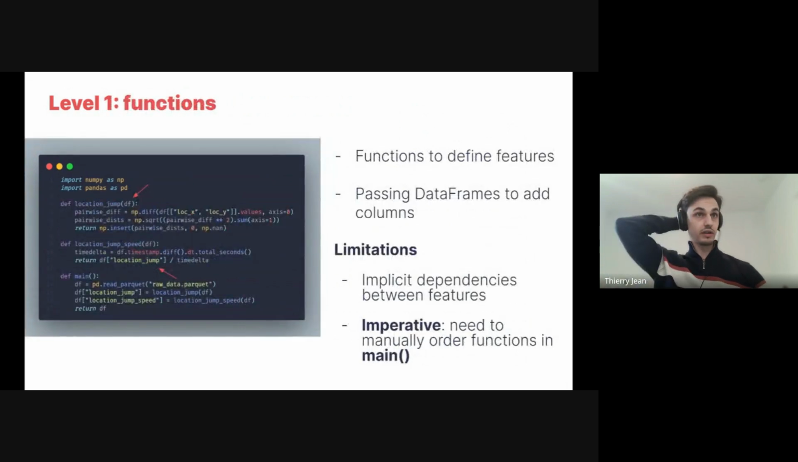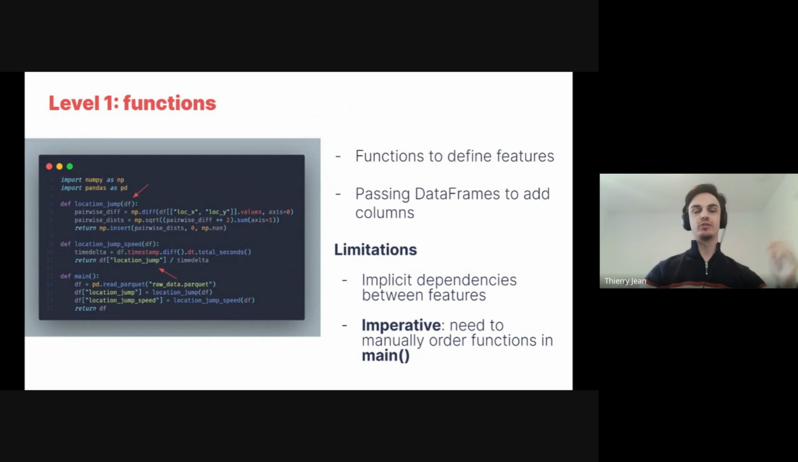Step one, it's already much better. You have functions. So here I have two features. It's the same code as before. You have a location jump, which is the distance between two points, two steps. And then you have the location jump speed, which is the time difference between these two distances. Well, you divide the distance by the time. So now it's much clearer.